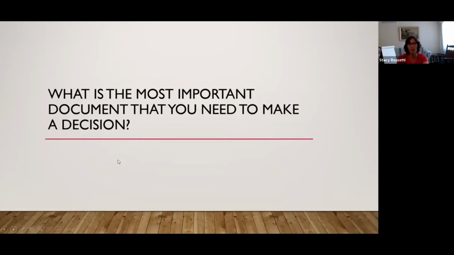Okay, now what is the document that you need, the most important document? Everybody put this into the chat. What do you think is the most important document that you need in order to make a decision on your storage facilities? You need to know your gross income, your net, your expenses, and the vacancy rate and the purchase price in order to calculate your cap rate, right? So what is that one document? What do you think that you need in order to make a decision?